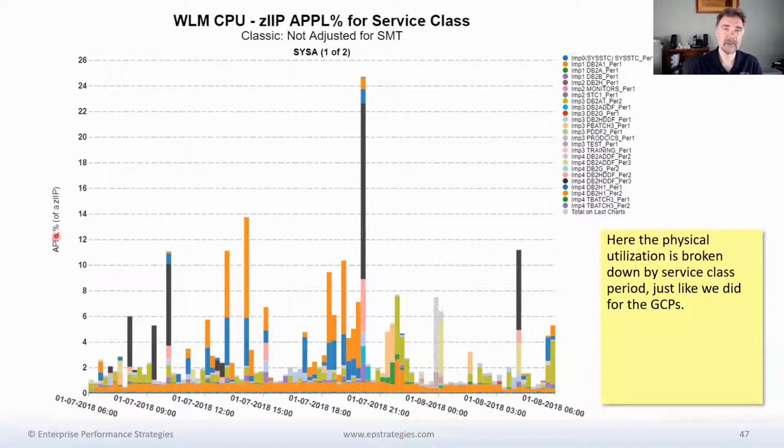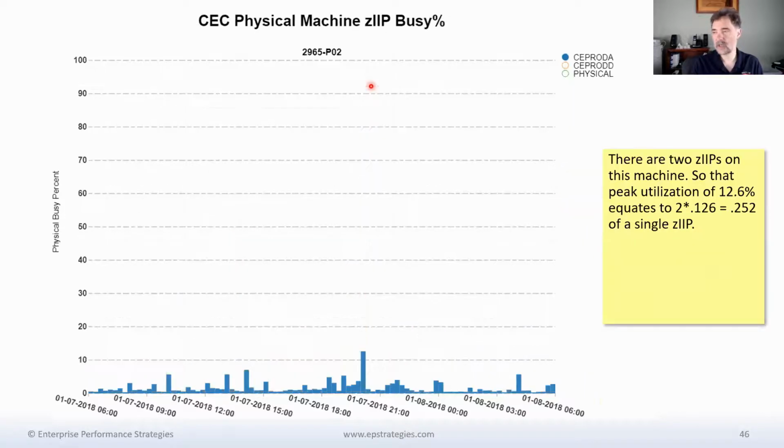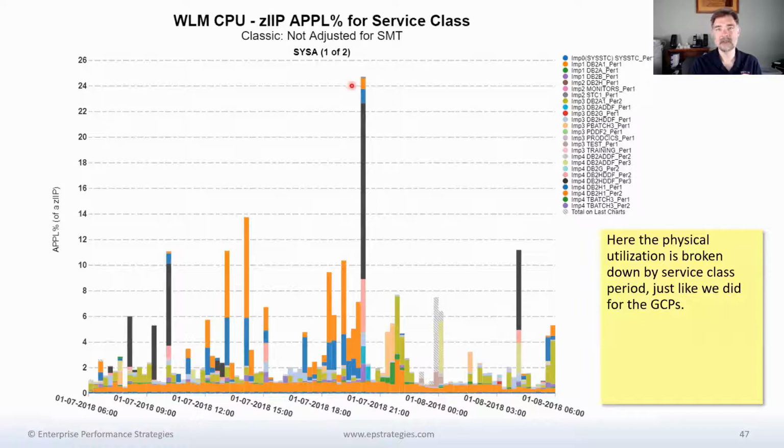Now this is zip APPL percent, so it's the raw zip time. It's not converted to general purpose engines. It's also not adjusted for SMT, which again is a whole different discussion I'm not going to get into. But the one thing I do want to point out is that this 25% is very, very close to our calculated value of 25.2% over here. And that's expected. If you look at a capture ratio for zips versus general purpose engines, you'll find the capture ratio for zips is much higher because there's not the system overhead work being done on the zips that there is on the general purpose engines.